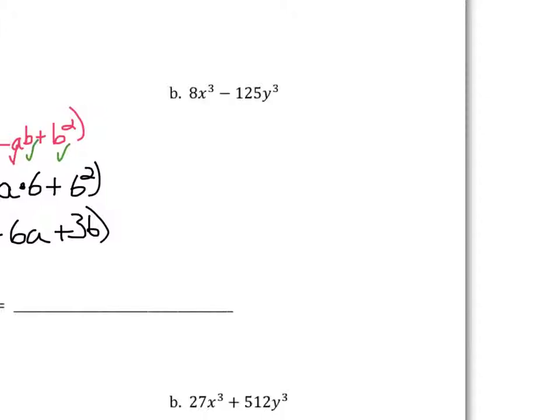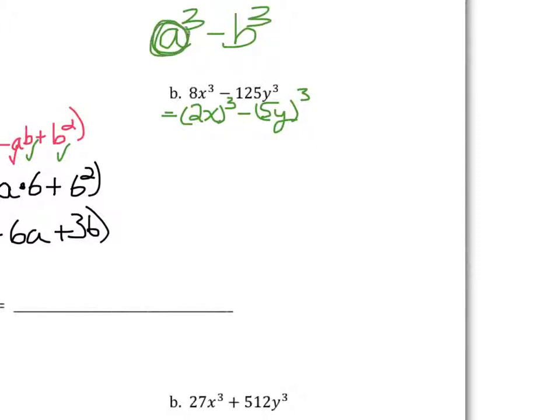And so what I'm going to do is I'm going to rewrite this as 2x cubed minus 5y cubed. And again, the only reason why I'm writing it this way is so that I can see the actual a cubed minus b cubed, right? That way I can see what's in my first spot that I'm cubing and what's in my second spot that I'm cubing, so I can explicitly put it into the formula a minus b times a squared plus ab plus b squared, right?